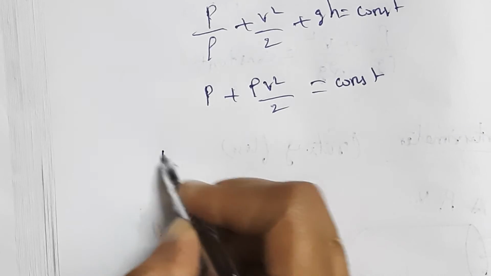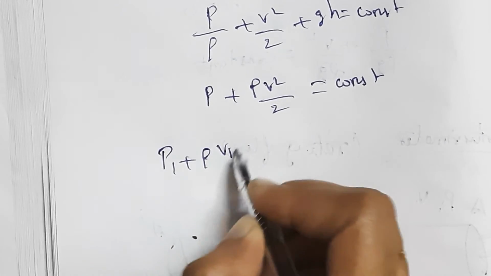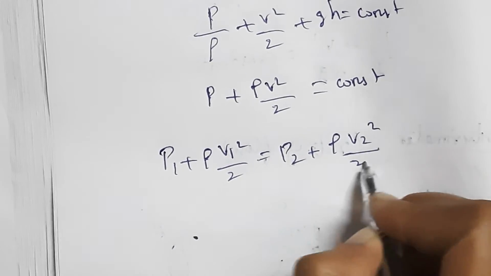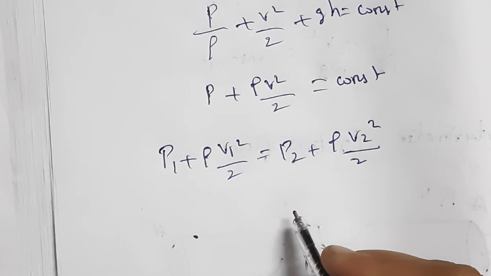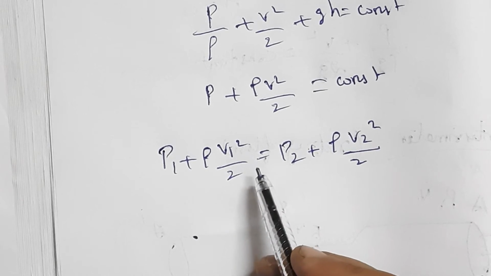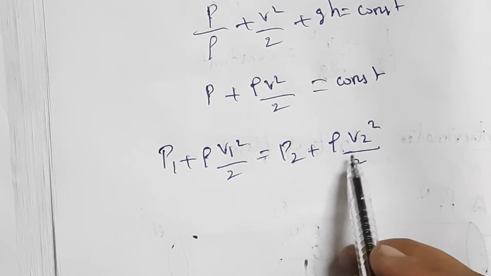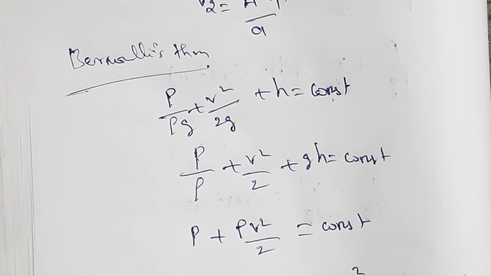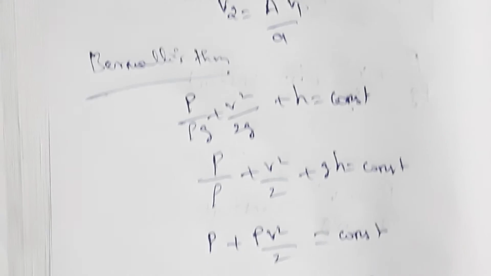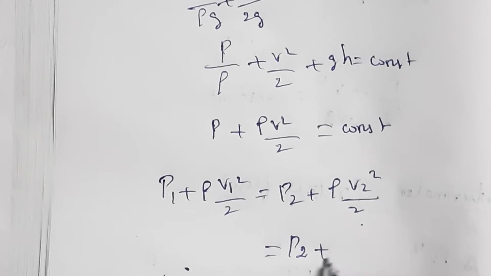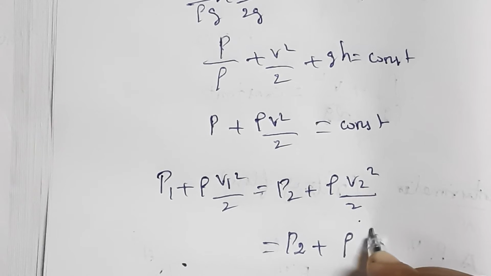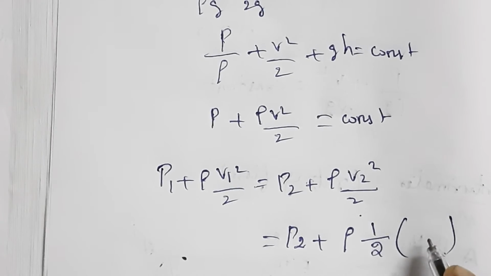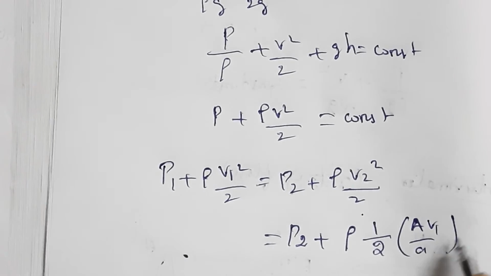So accordingly, here in this venturi meter, P1 plus rho into V1 square by 2 is equal to P2 plus rho into V2 square by 2. In that venturi meter pipe, P1 plus rho V1 square by 2 in the wider tube is equal to P2 plus rho V2 square by 2 in the narrow tube. So if you substitute V2 from this equation, V2 is equal to what? A V1 by a. So you will be getting P2 plus rho into, instead of V2 square, 1 by 2 into V2 square, which is nothing but A V1 by a the whole square.